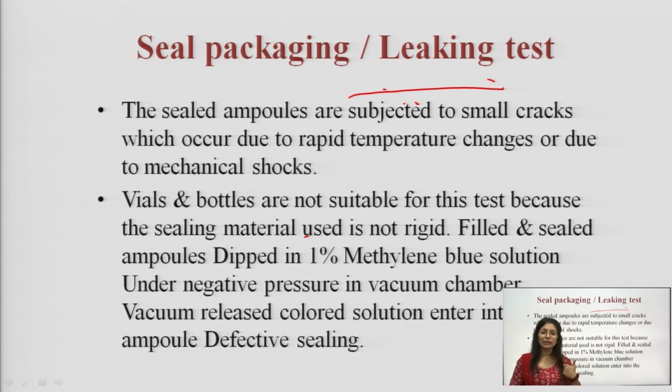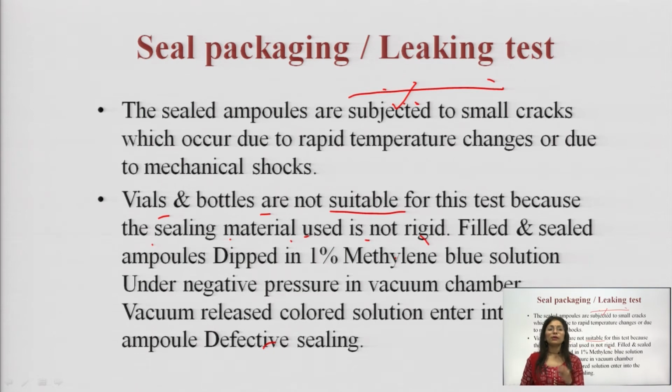If the leakage is there, our ampoule is damaged, it is broken, the seal is broken, obviously it can cause problems in incorporation. Vials and bottles are not suitable for this test because the sealing material used is not rigid. Obviously, vials and bottles are not suitable for this test because they are not rigid.